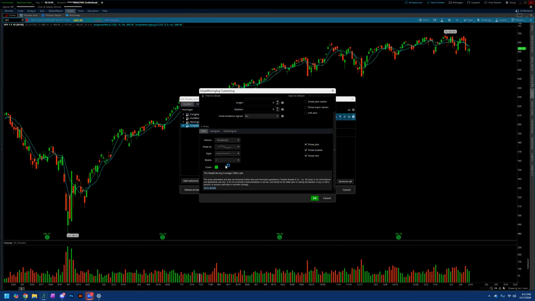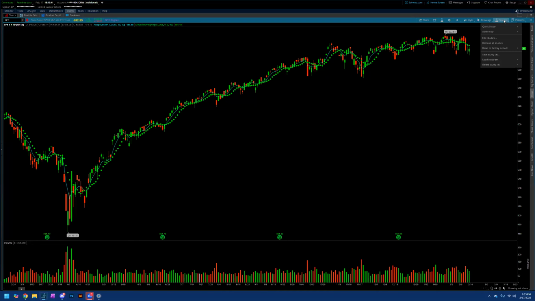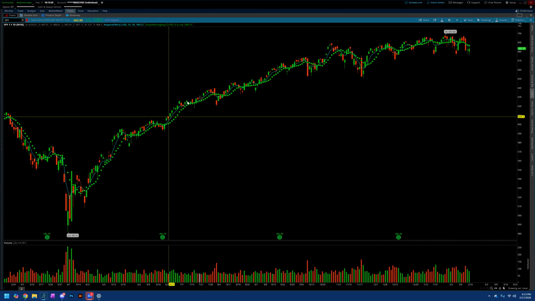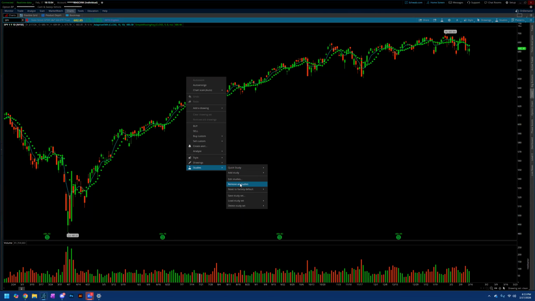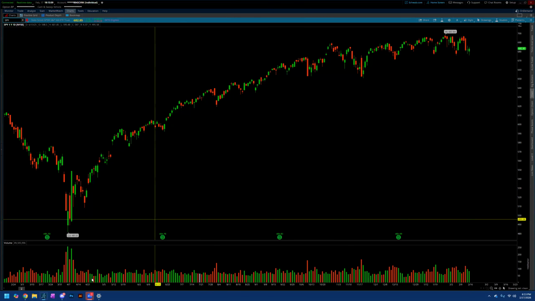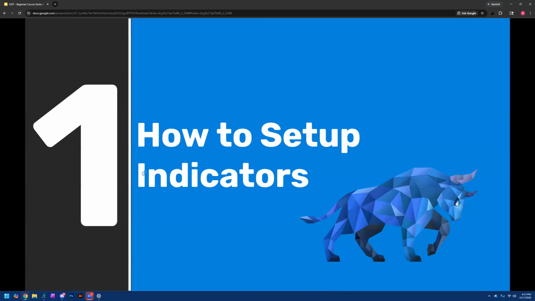We could come in here and change the color. We could make it look however we want, do something crazy. And then once we're happy with how our studies look, we can go in here and go to save study set, and we'll give it a name. And then forever forward from that point, we'll have this kind of predefined set of indicators that we can just come back to really quickly. So that's just the basics of setting up study sets and some of the things that I use them for.